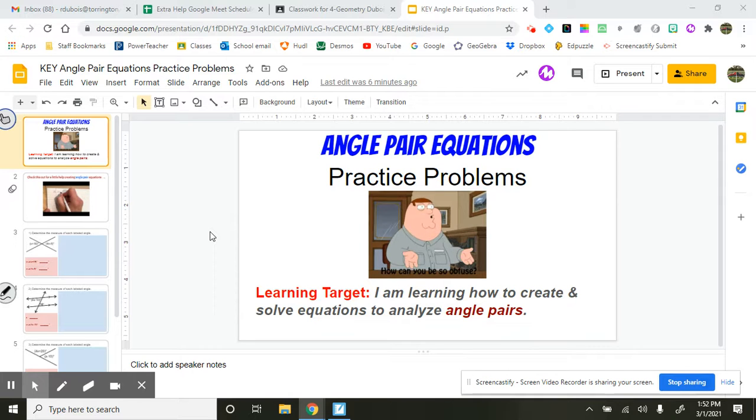I just wanted to make a little video here to go over the Google slide that is in preparation for our angle pair equations quiz. So it's the one you see right here on the screen, the angle pair equations practice problems. Again, the learning target here: I'm learning how to create and solve equations to analyze angle pairs.